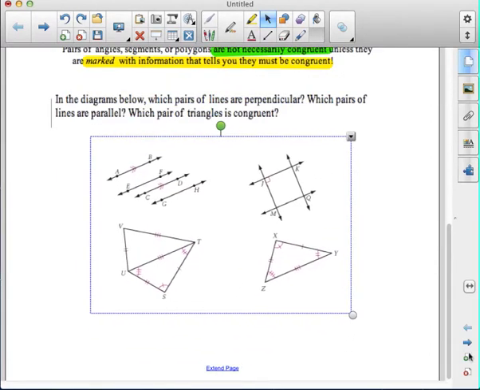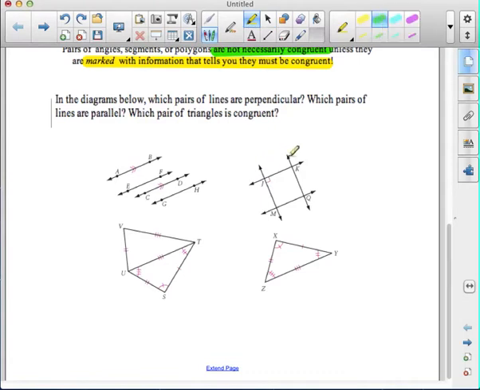Okay, so let's answer the first question. Which pair of lines are perpendicular? So if we look here, I have four lines which are intersecting, and two of them are perpendicular. How do I know they're perpendicular? Well, they're creating a right angle right here.